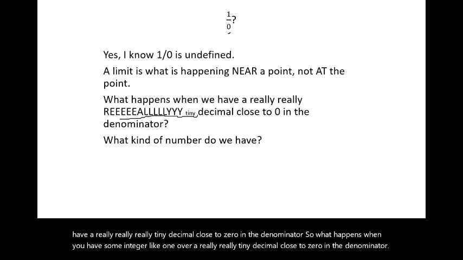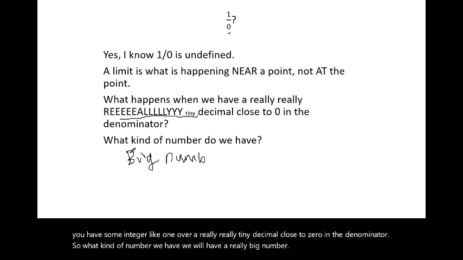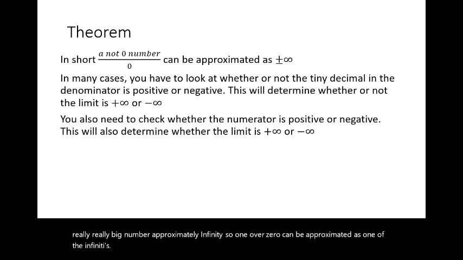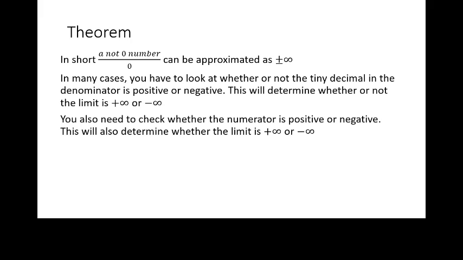So what kind of number will we have? We'll have a really big number. So if you have 1 over a really, really, really tiny decimal close to 0, you're going to have a really, really, really big number, approximately infinity. So 1 over 0 can be approximated as one of the infinities. So in short, a not zero number over 0 can either be approximated as positive infinity or negative infinity. So you have to look at whether that really tiny decimal in the denominator is a positive tiny decimal or a negative tiny decimal.